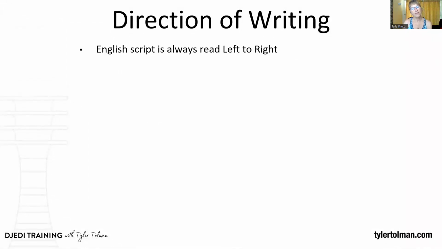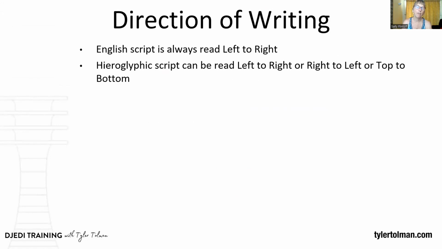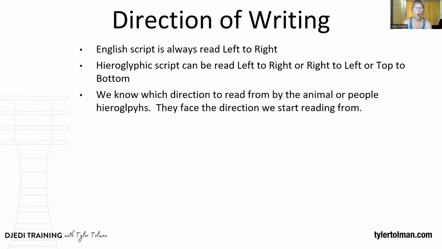The first thing we need to understand is the direction of writing. When we write English, it's always read from left to right. However, hieroglyphs are much more flexible. They can be read from left to right or right to left, top to bottom, even bottom to top. We can know which direction to read in from the direction that any animal or people hieroglyphs are facing. So the direction that they are facing is the direction that we start reading from.